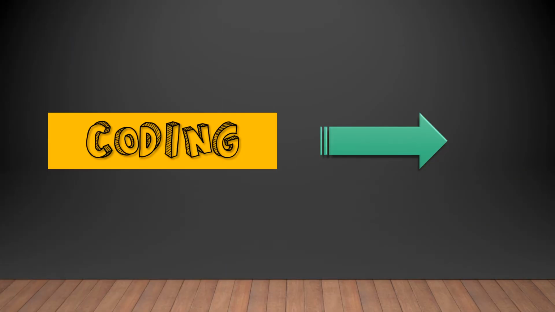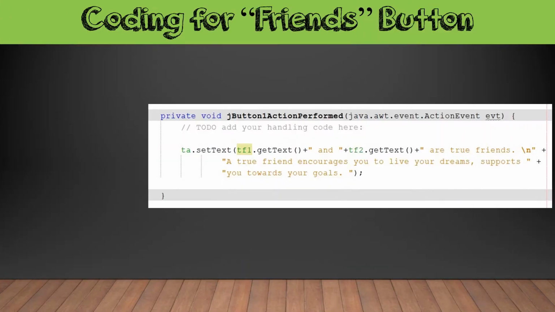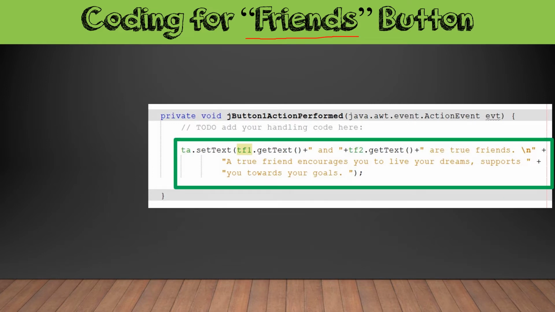So now let us proceed to the coding of the buttons. First of all, we are going to write the code for JButton1 and its display text is friends. Whenever you double click on this button, you will be taken to the coding part. So this is the coding that you have to add.